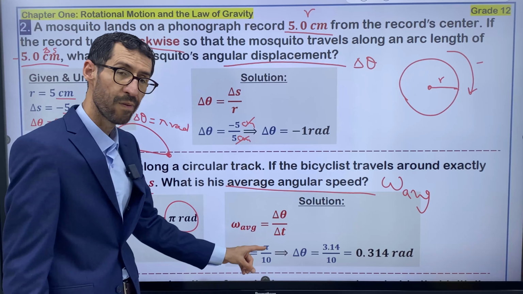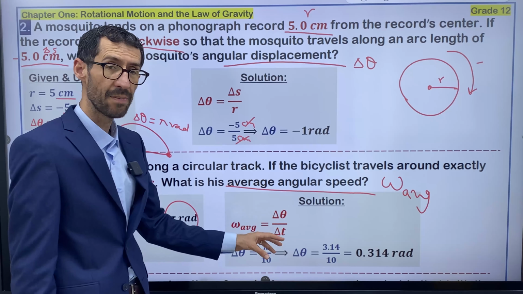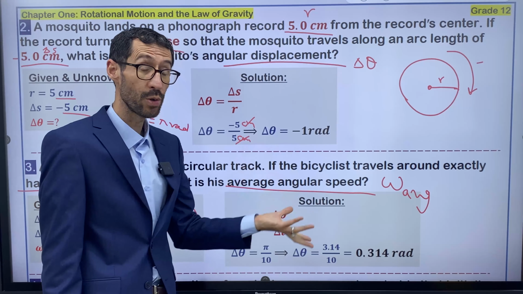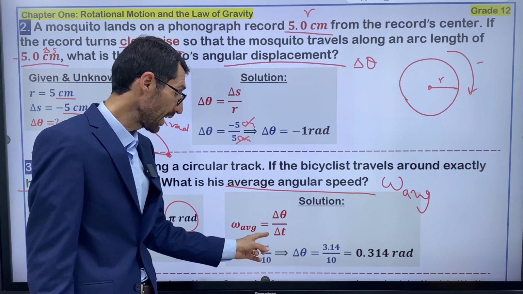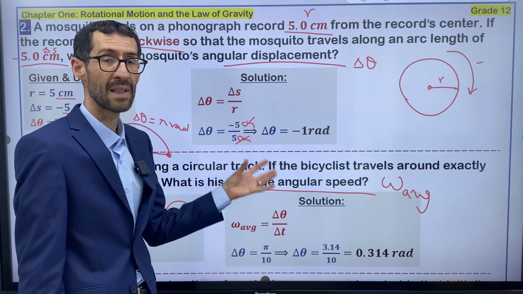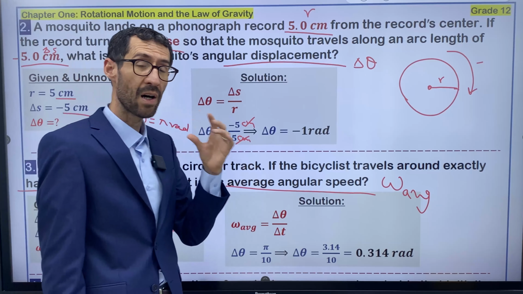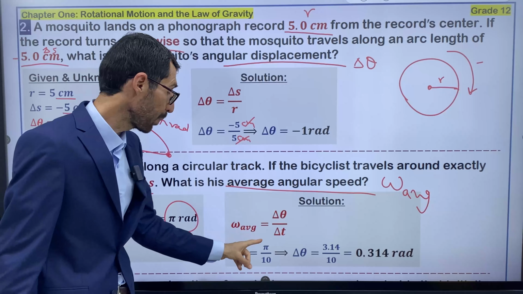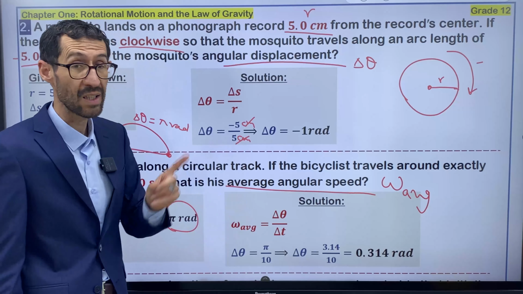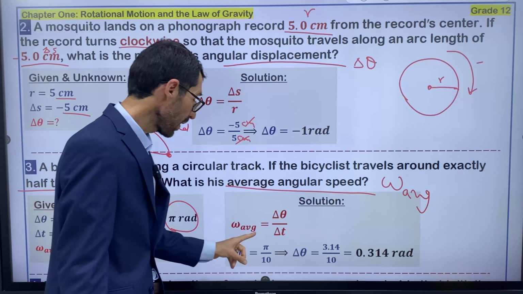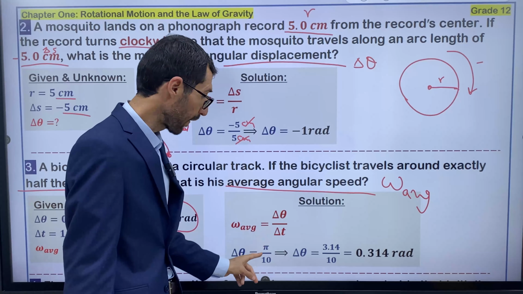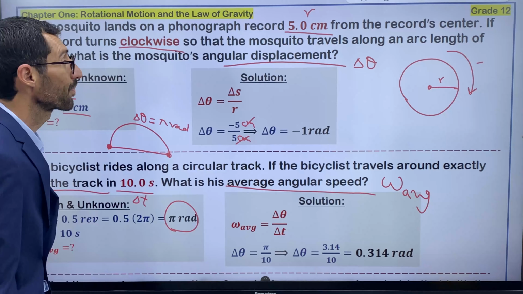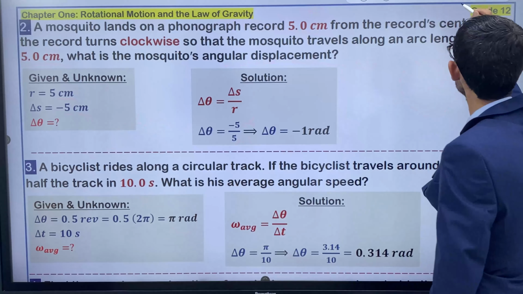So what value does the pi take actually? 3.14 or 180? I'm sure you know the answer because we have a rule here, and I told you, rules are devised only for rad. And for rad, we have 3.14 for pi, not 180. That's why 3.14 divided by 10 becomes 0.314 rad. That's it. Let's move on to another question.